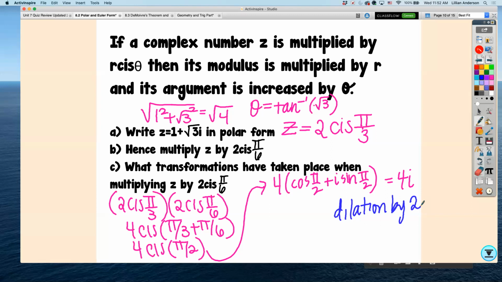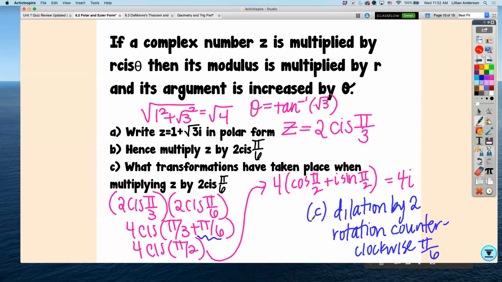What else? A rotation counterclockwise by pi over 6. How do you know? Exactly. It originally changed right here, took theta and added a pi over 6. Good. So this is our answer to part C. This one's B. This is A. Questions with the properties?